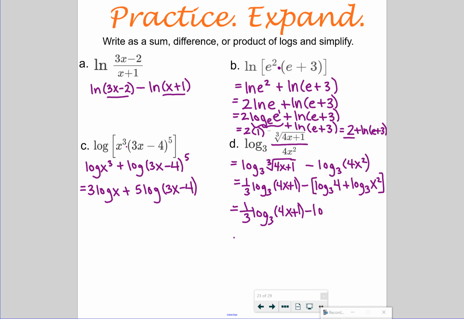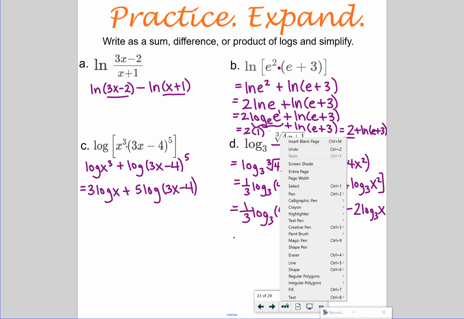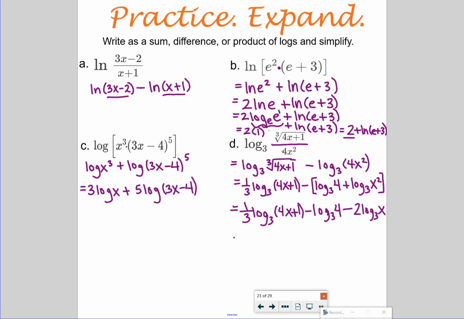It'll be minus log base 3 of 4, and then minus, I'm going to bring that 2 down in front now, 2 log base 3 of x. Remember I mentioned earlier, if something is in the denominator, ultimately it's going to have a minus in front of it. That 4 was in the denominator, and the x squared was in the denominator. It's going to have a minus in front of it.